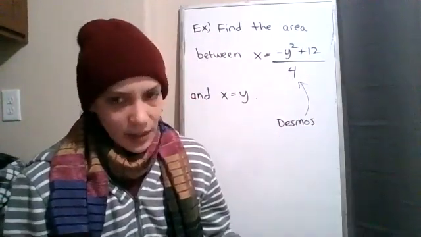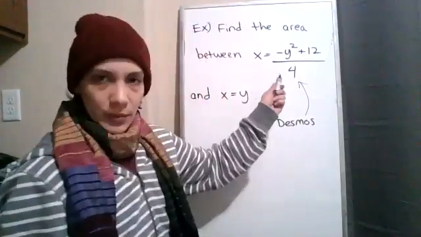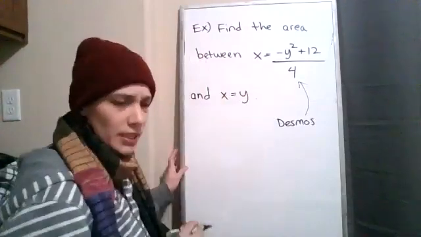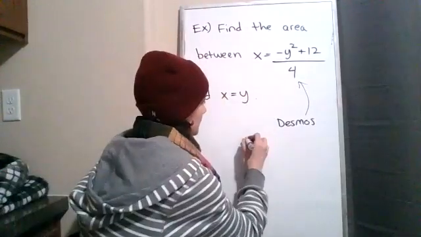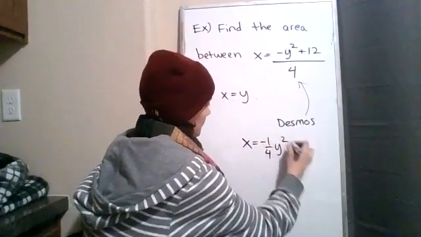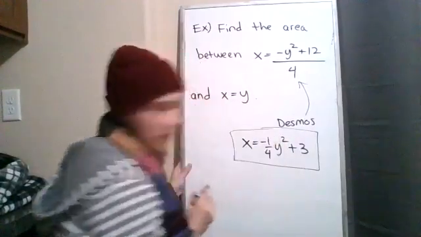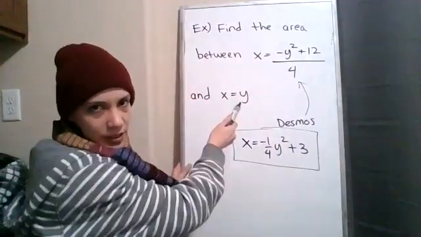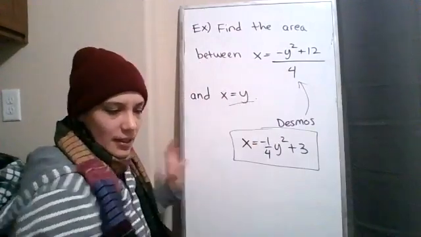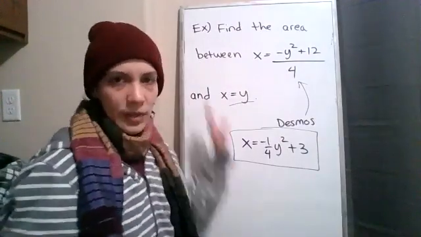It will take two pages of work. So this will write as x equals negative 1/4 y squared plus 3. And then we'll draw this graph using a graphing calculator. We know how to draw this graph, it's pretty easy peasy. And while we have 4 minutes, we'll leave this for later.